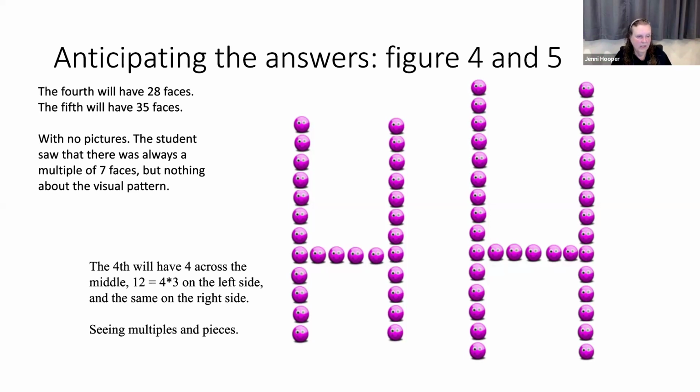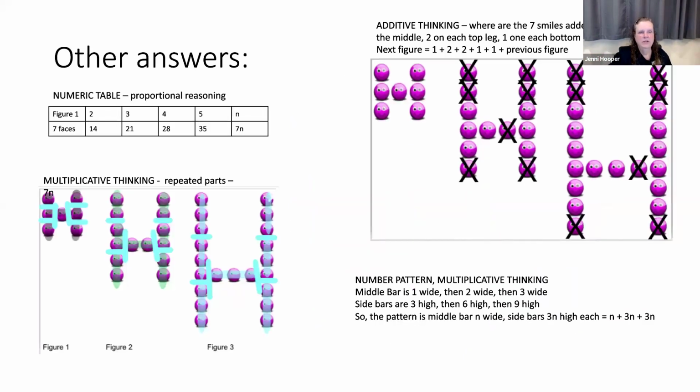Or for the 4th one, they might say that there's 4 across the middle and there's 12 on the left and the same on the right, and they see these as pieces. Then the 5th one will have 5 across the middle, 15 on the left, and 15 on the right. Maybe. Or maybe they'll make a table, and so they'll just give me a formula.